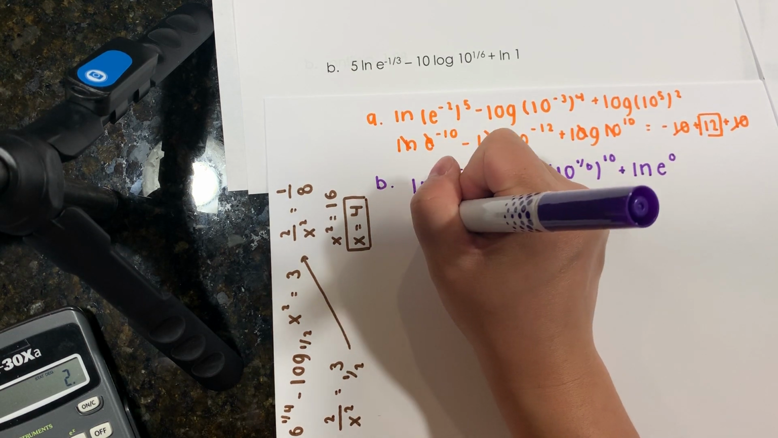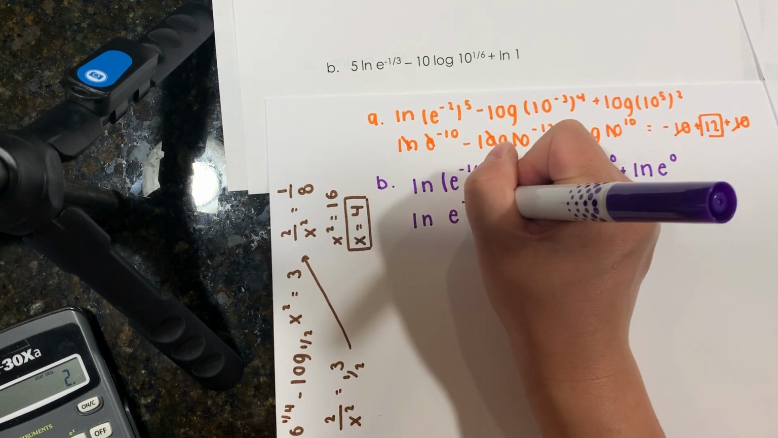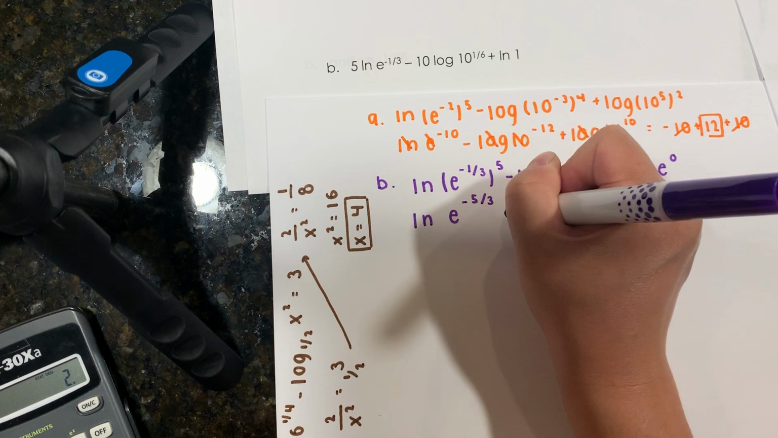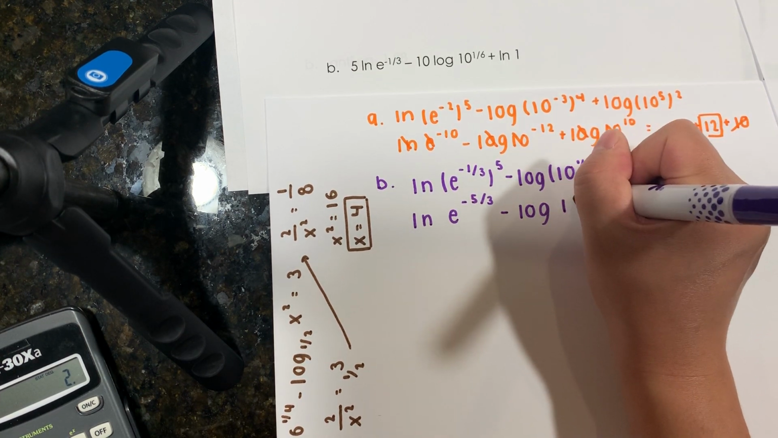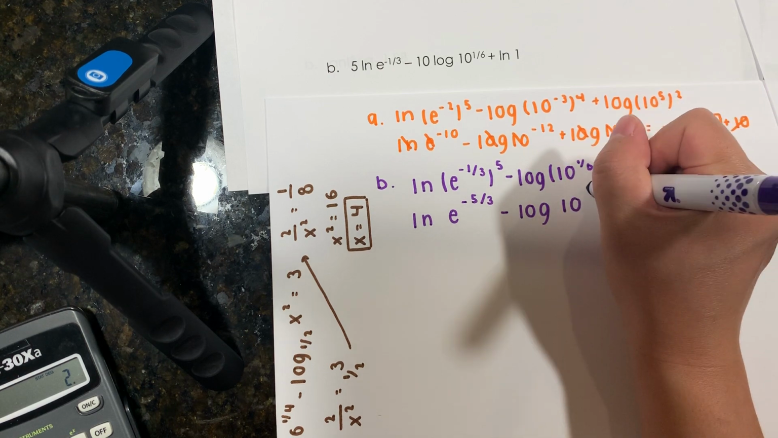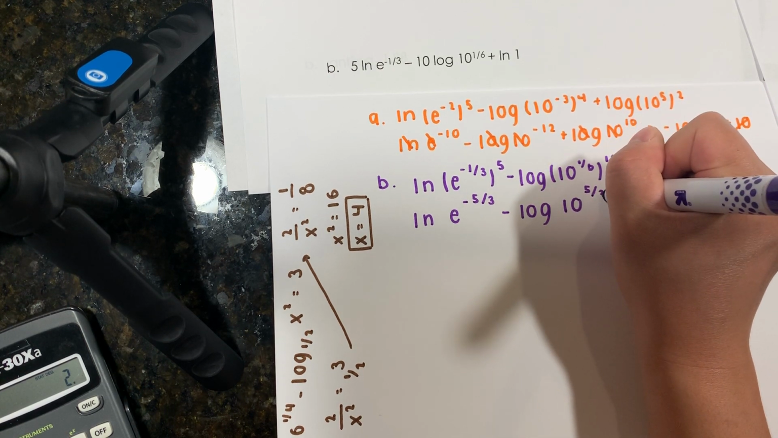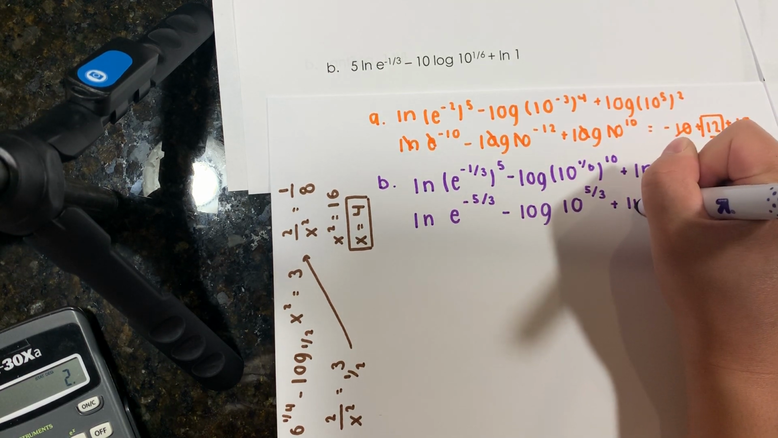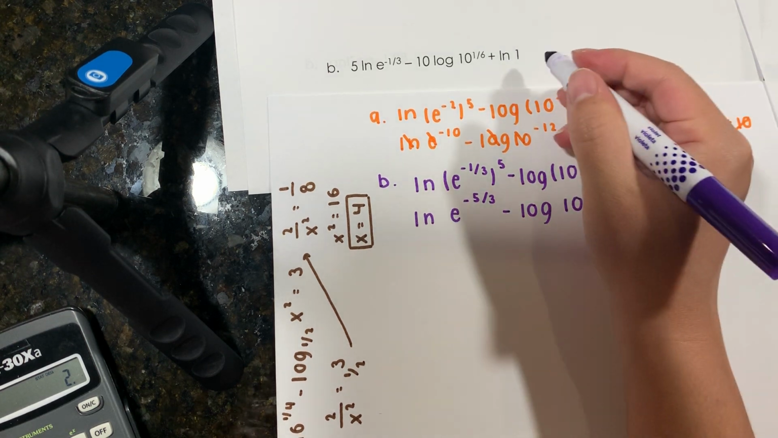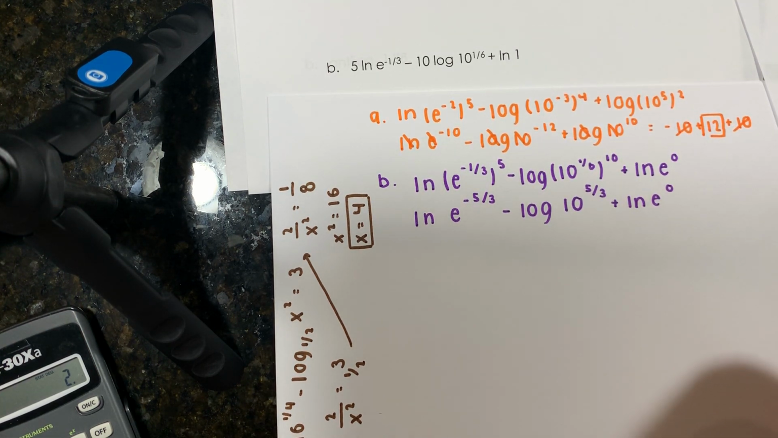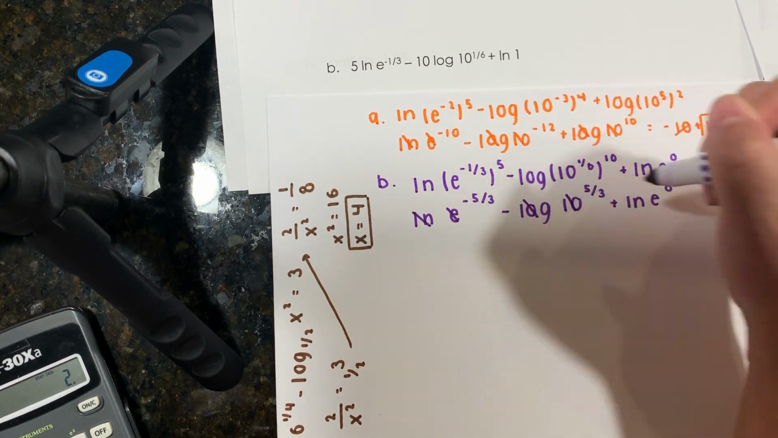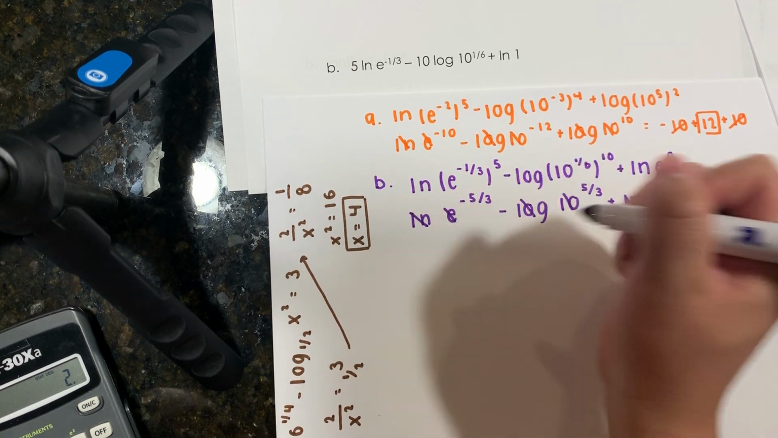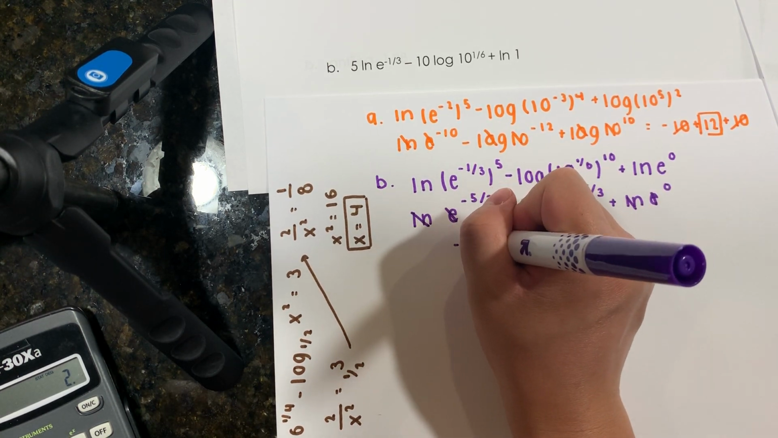So now I have ln e to the negative 5/3 minus log 10 to the power of 5/3 plus ln e to the 0. So I needed to change the 1 so that it had a base of e, and anything to the 0 power is equal to 1. Now my ln and my e, my log and my 10, and my ln and my e cancel. So I'm left with negative 5/3.